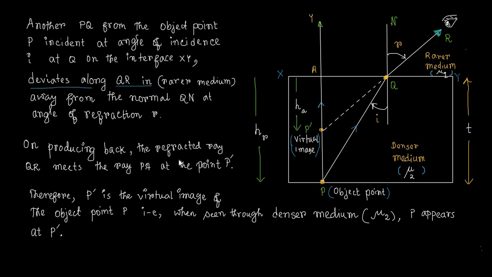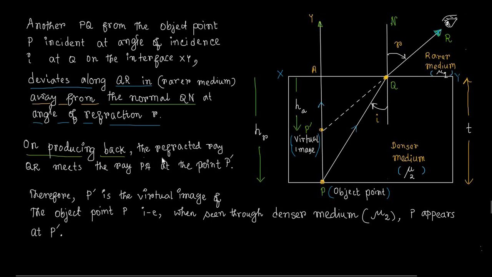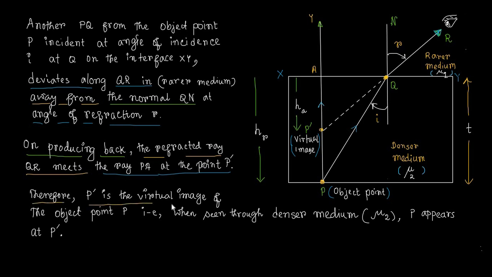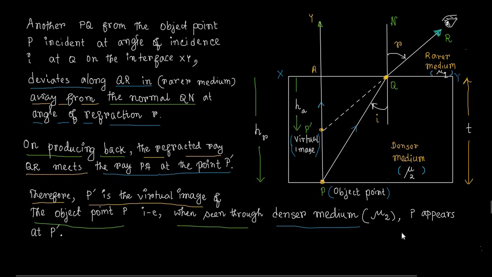The ray deviates along QR in the rarer medium, away from the normal QN, at angle of refraction r. On producing back, the refracted ray QR meets the other incident ray PA at the point P prime. Therefore, P prime is the virtual image of the object point P. When seen through the denser medium, P appears at P prime.